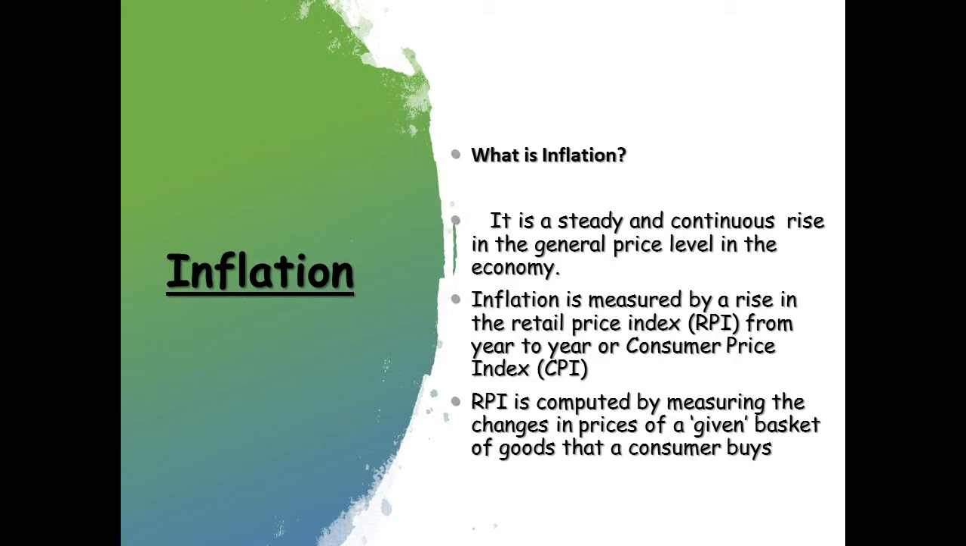The retail price index is computed by measuring changes in prices of a given basket of goods that a consumer buys. So, the government will put together what is called a consumer basket, the things that consumers purchase on a regular basis, and they are given a weighting, and they will look at the changes in prices of that given basket from year to year.